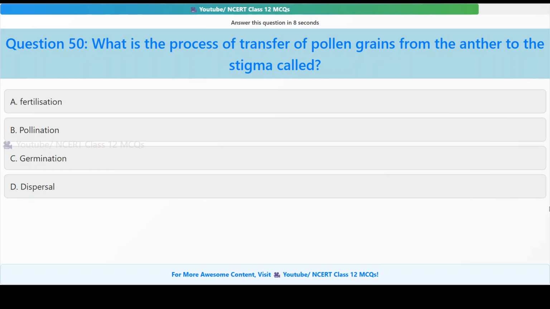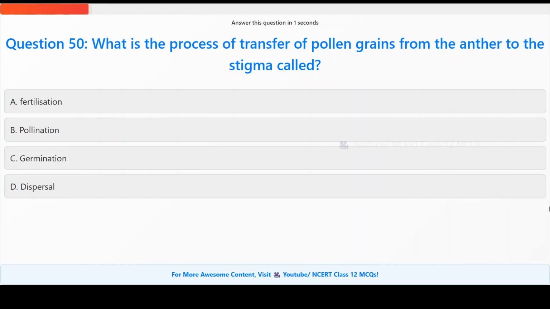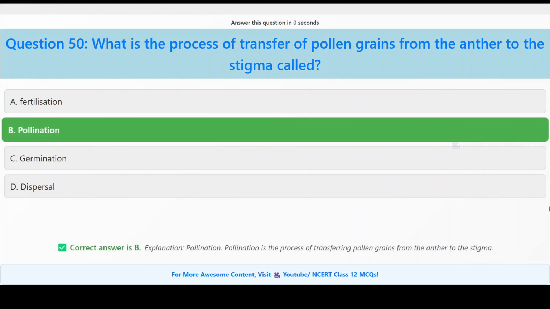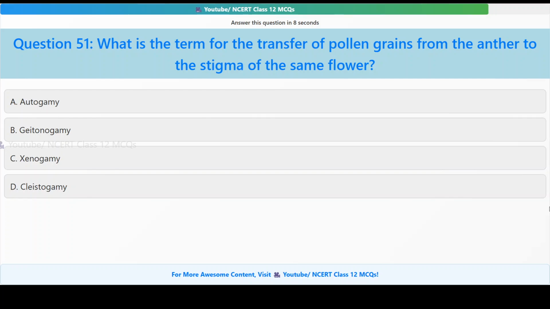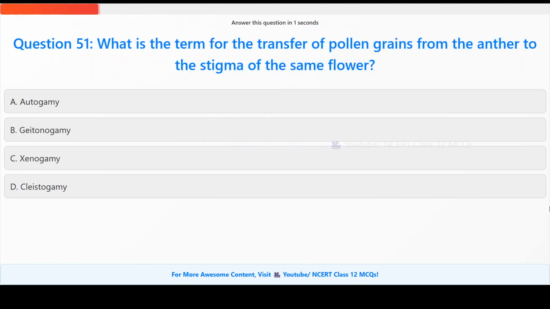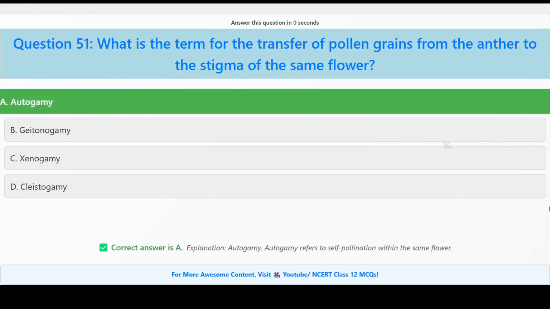Question 50. What is the process of transfer of pollen grains from the anther to the stigma called? Pollination. Pollination is the process of transferring pollen grains from the anther to the stigma. Question 51. What is the term for the transfer of pollen grains from the anther to the stigma of the same flower? Autogamy. Autogamy refers to self-pollination within the same flower.